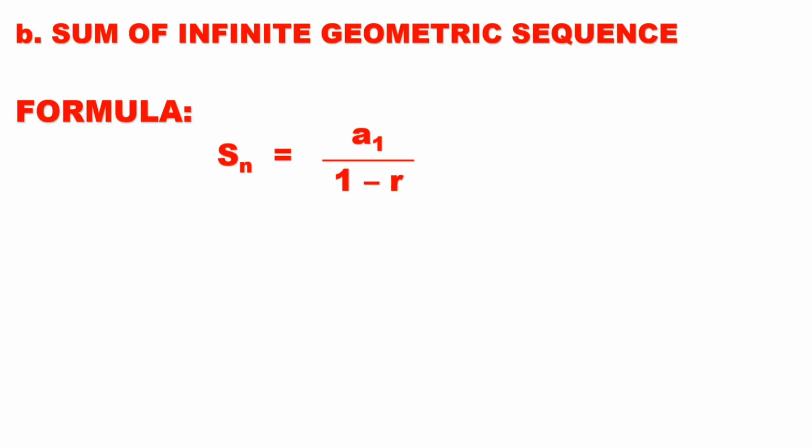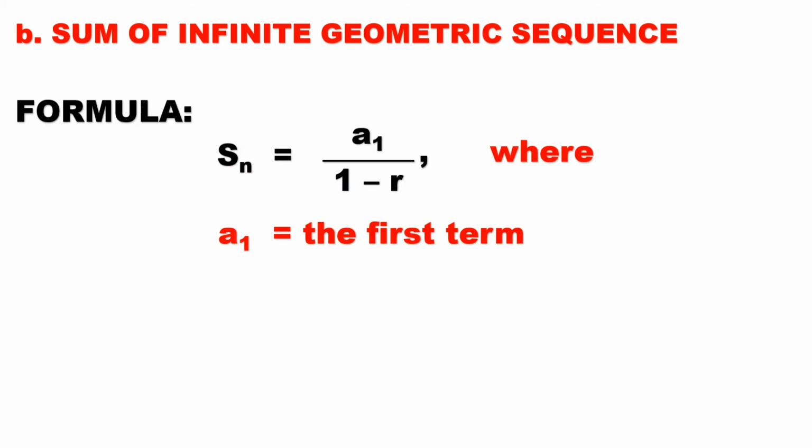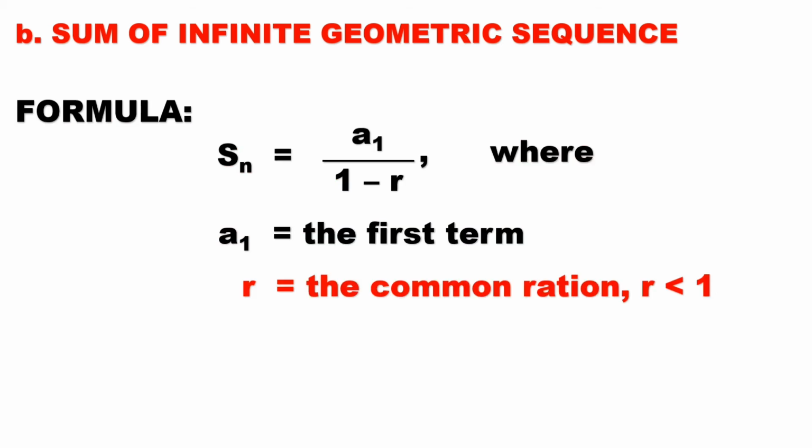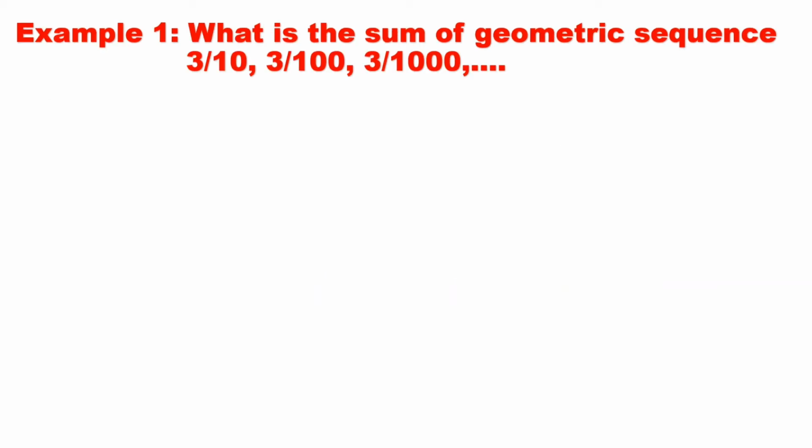Let us also discuss the sum of an infinite geometric sequence. Its formula is S of n equals a sub 1 over 1 minus r, where a sub 1 is the first term, r is the common ratio, and the absolute value of r is less than 1. Example 1 for the sum of an infinite sequence.